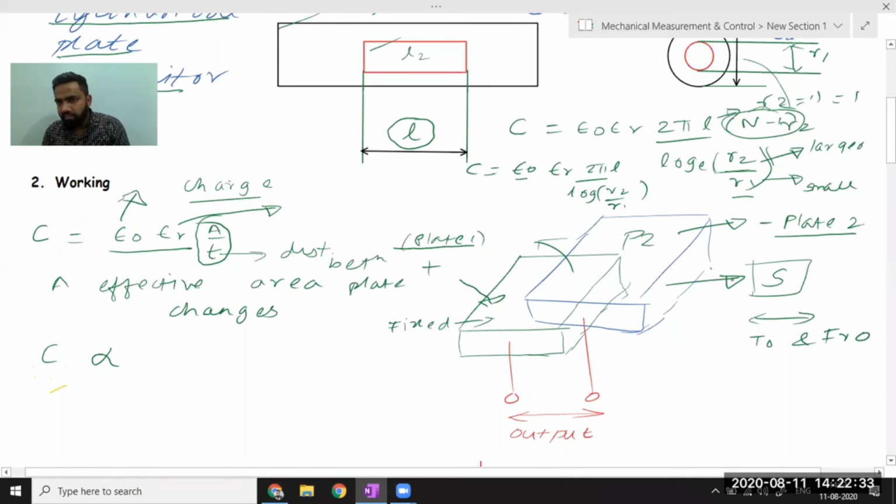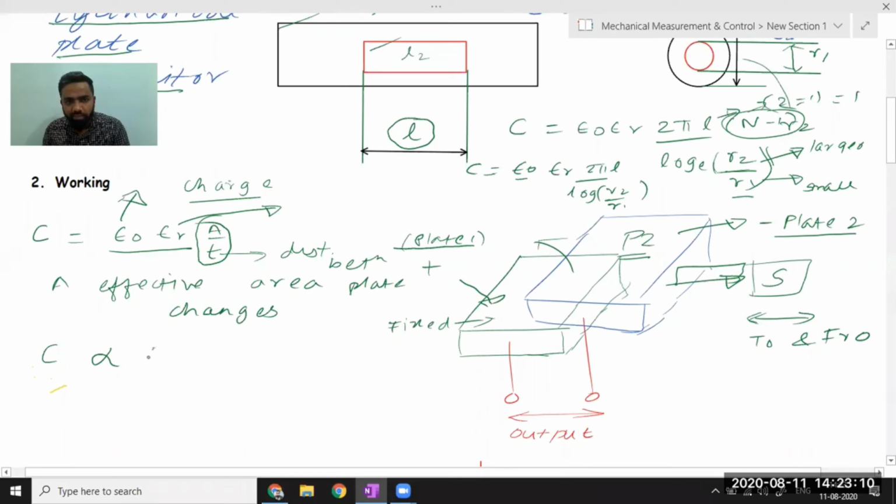Suppose by use of some arbor or shaft, I am attaching my system to this plate P2. So now when the system moves to and fro, suppose it moves in one direction, we actually don't measure something which is covering a large distance. It is just a minute displacement that is covered, and we need to know what that minute displacement is. Suppose this system is moving in the positive direction. Once it moves, this effective area will change.